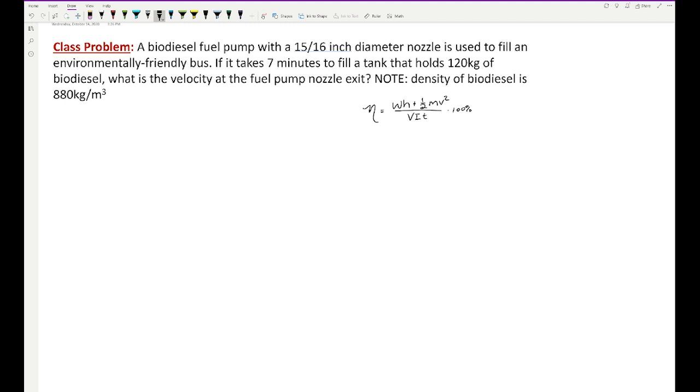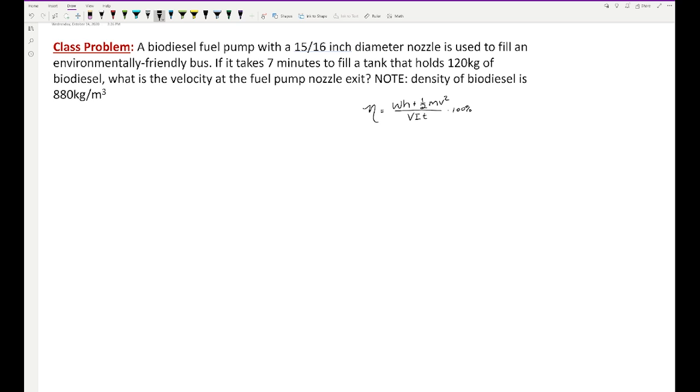Let's apply what we learned about pump efficiency to a different scenario. In this problem, we have a biodiesel fuel pump with a 15/16 inch diameter nozzle, and it's used to fill an environmentally friendly bus. If it takes 7 minutes to fill a tank that holds 120 kilograms of biodiesel, what is the velocity at the fuel pump nozzle exit?